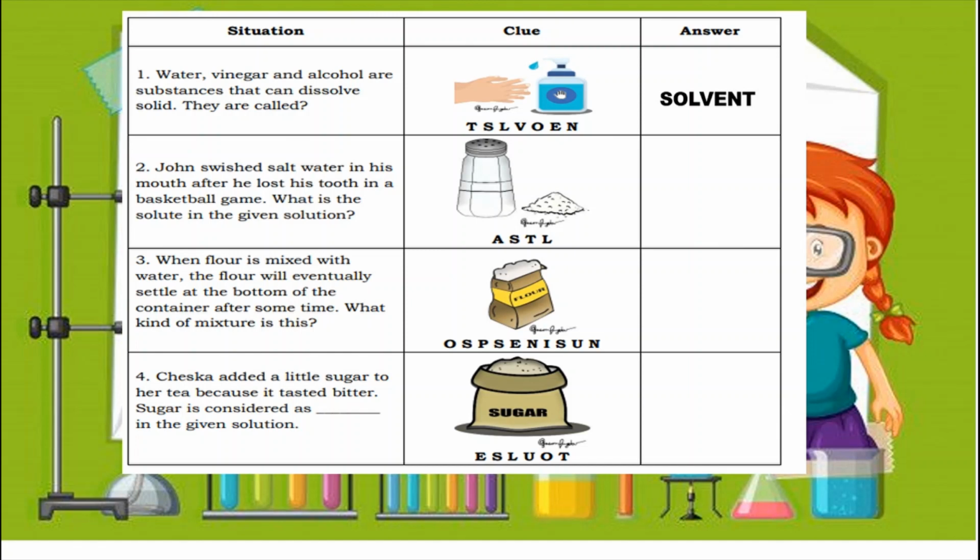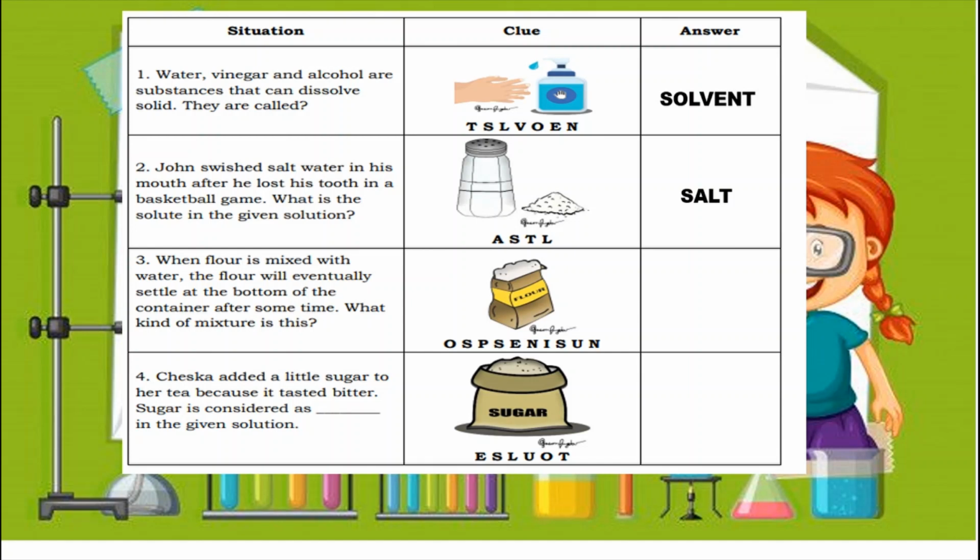Number 2. John swished salt water in his mouth after he lost his tooth in a basketball game. What is the solute in the given solution? The solute, as shown in the picture and the clue, is called salt.